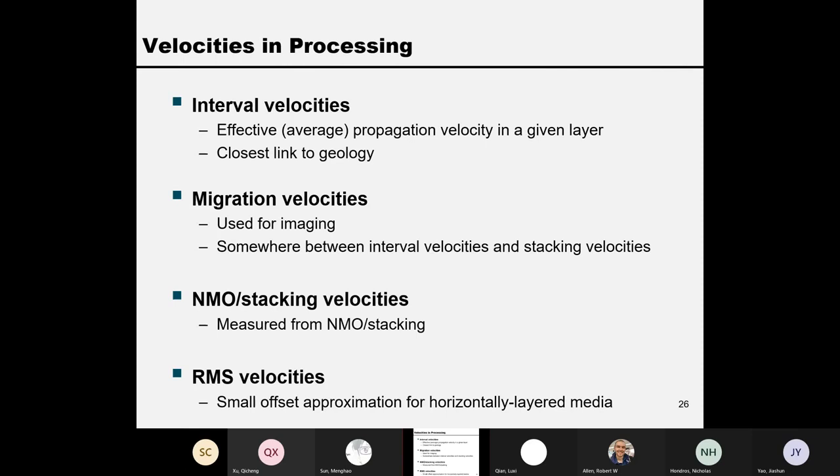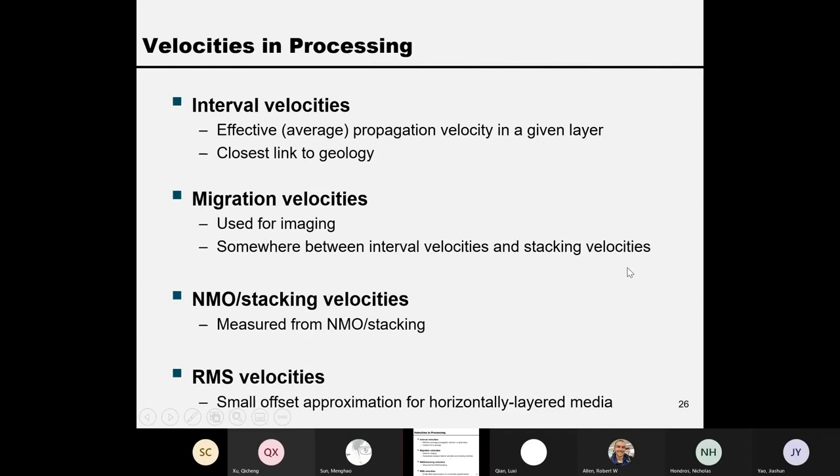Another important velocity concept is called migration velocity. From the terminology, you can see this is the velocity you use to generate the best optimum migration section. Somehow the velocity for migration is in between the so-called interval velocity and the stacking velocity. As I said, we try to generate two types of seismic profiles. One is a stacked profile, right? One is a migration profile. So that velocity is between these two: smaller than interval velocity, higher than stacking velocity.